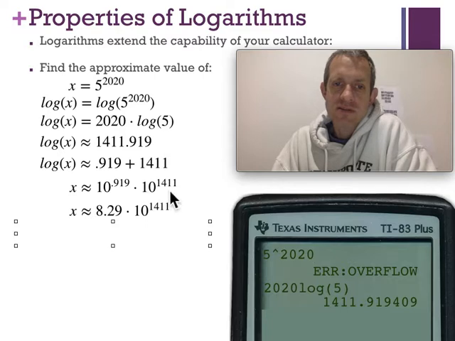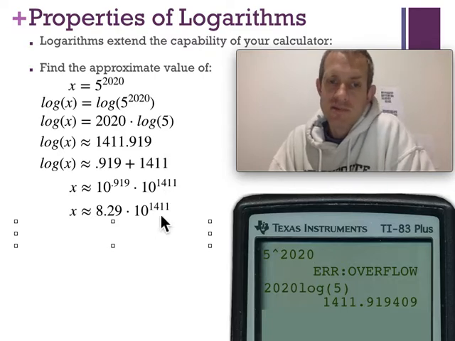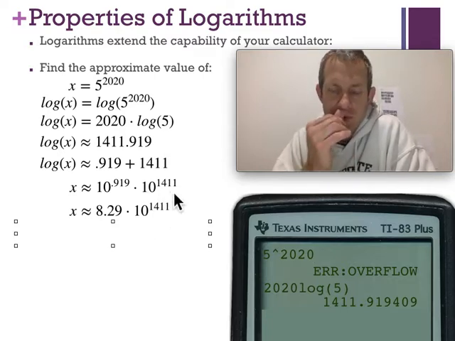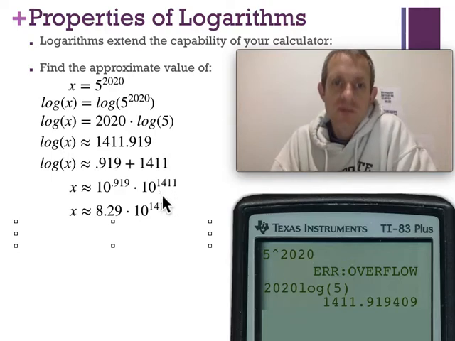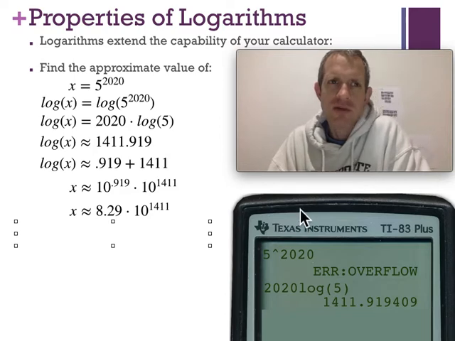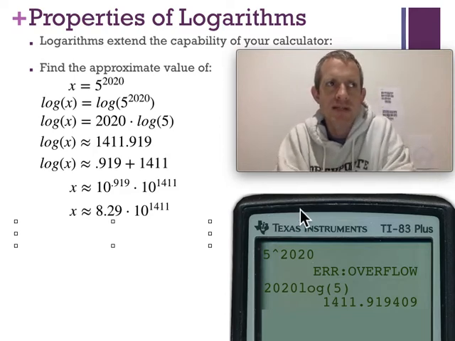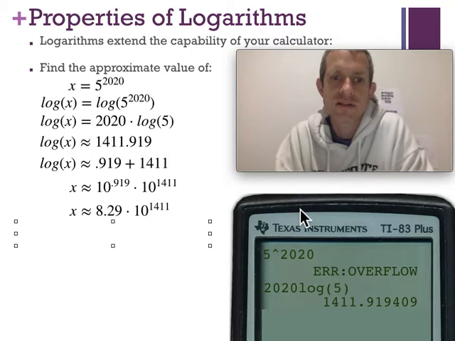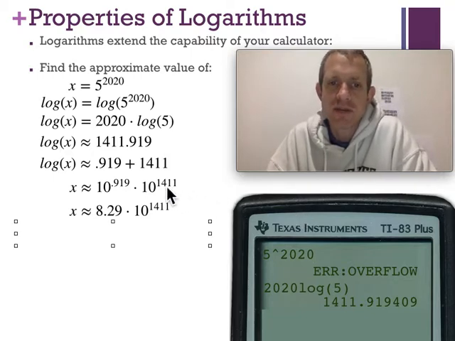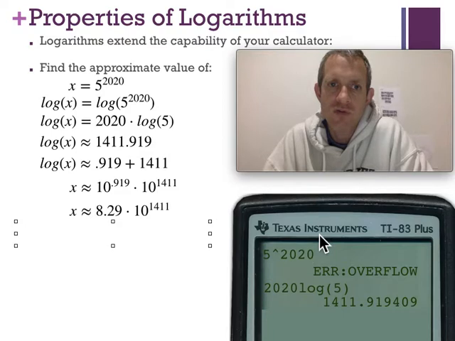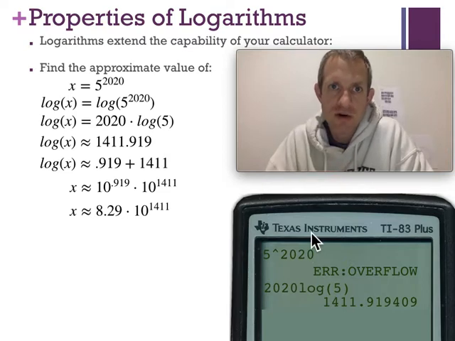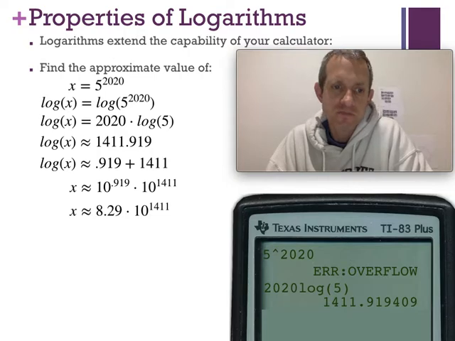It's this 10 to the 1,411 which was causing the problem for your calculator. It is such a huge number that it causes an overflow. If I remember right, the calculators, TI-83s and 84s, they max out at a googol, that is 10 to the 100th. So if you have any numbers that are bigger than 10 to the 100th, it's going to give you that overflow error. So anyhow, that is kind of a neat way of getting around the limitations on your calculator that requires the use of log properties.